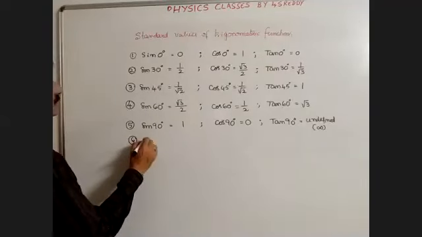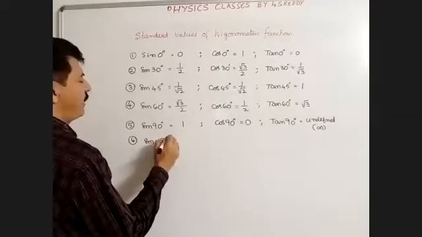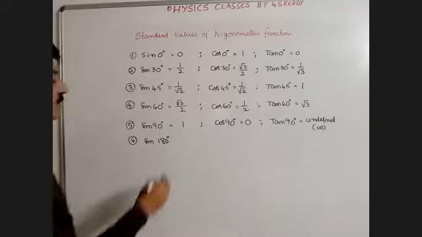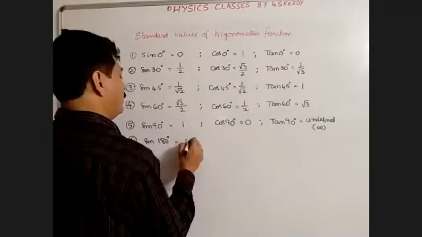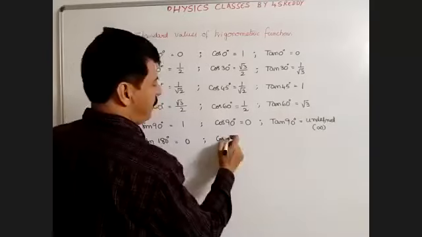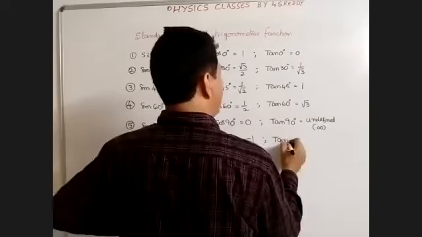Sixth one, sin 180. These are enough, later you can easily write. Sin 180, 0. Cos 180, minus 1. Tan 180.